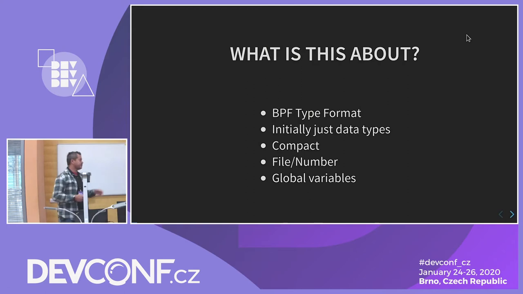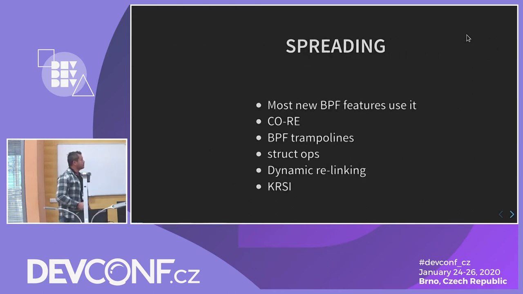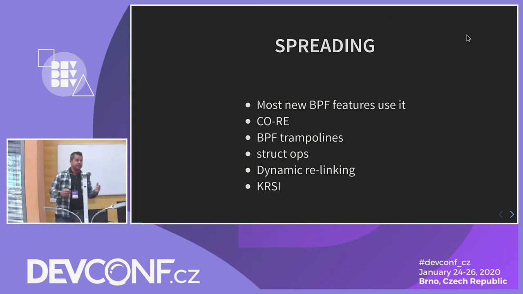I will show some examples of that. And also there are representations for global variables that I will be showing as well, and how it's being used in some features. The BTF usage is spreading. It's being used in most, if not all, of the bleeding edge BPF features that are being implemented. I will describe CO-RE, which is how BTF is used there, a compile once, run everywhere, which in the past was the motto for Java, but this time seems to be done right.